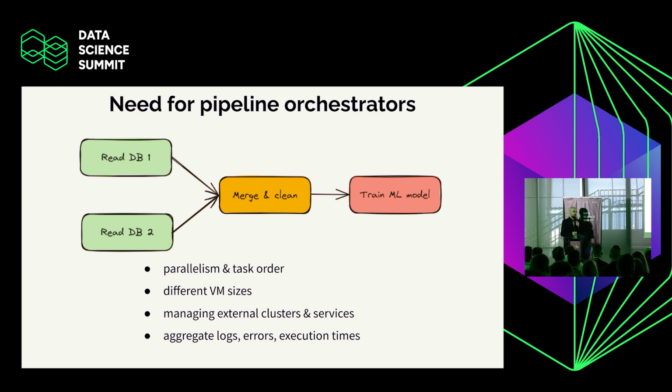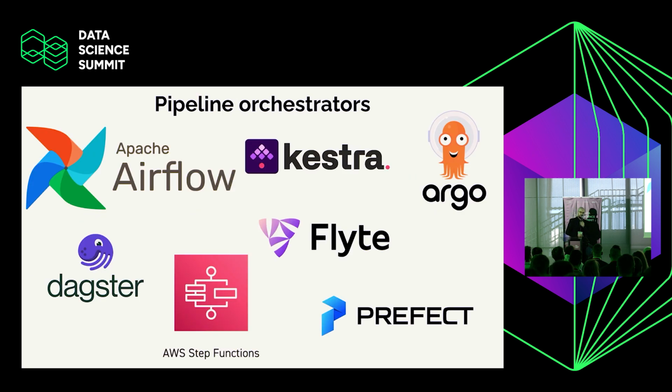We also need to build a pipeline as its own thing, because a pipeline in itself is a thing that we should manage in MLOps. We have to aggregate logs, errors, traces, execution times. We need not only to see our jobs as separate things, but as a part of a full pipeline. So we clearly need some tools to help us with those. And fortunately or unfortunately, we have a lot of those.